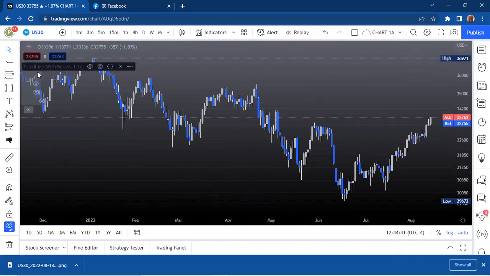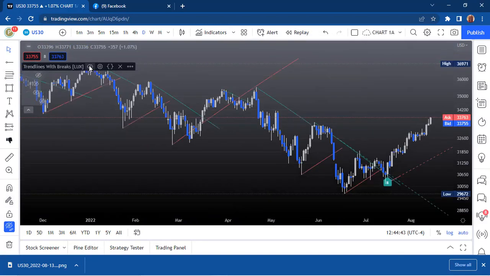I'm going to turn it on. Okay. You see what it did here? It drew out lines, right? And each one of these lines, the green line, the red line, these are breakout points. It forecasts where the breakout points are. Let me give you an example.